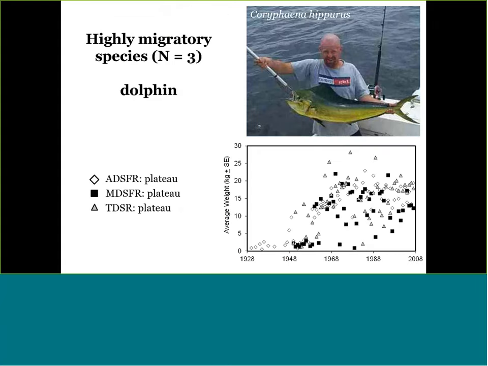All right, well, here are representative data for the highly migratory species, of which dolphin is one. On the y-axis is average weight, and on the x-axis is time. And what you see here is that we don't see the fishes getting smaller and smaller and smaller. You've got black dots and gray dots and white dots for the three different tournaments in Alabama, Mississippi, and Texas. It seems like things got bigger for a while and they plateaued, but we're still seeing big fish come in. We've not lost the biggest fish.